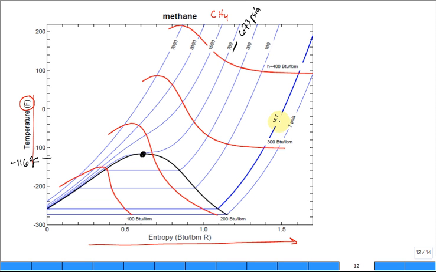The thick blue line is around 14.7 psia, atmospheric pressure. This is below atmospheric pressure. These are 100, 300, 700, 1500, 3000, and 7000 psi. So those, the red lines, are constant enthalpy.